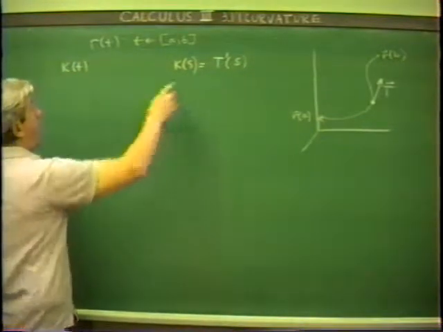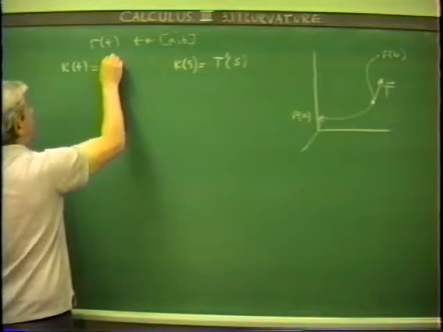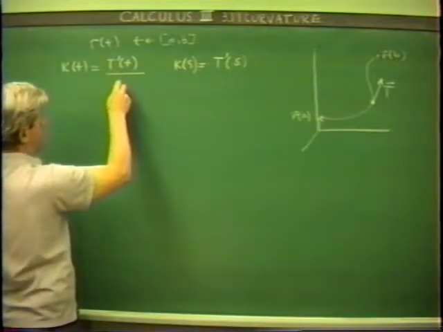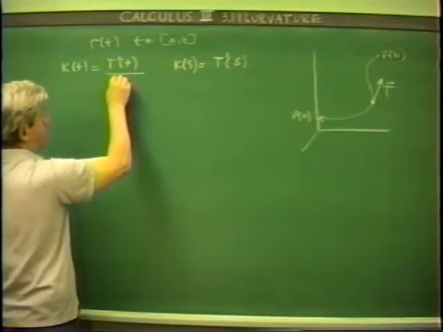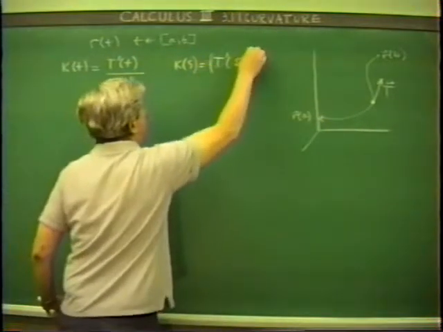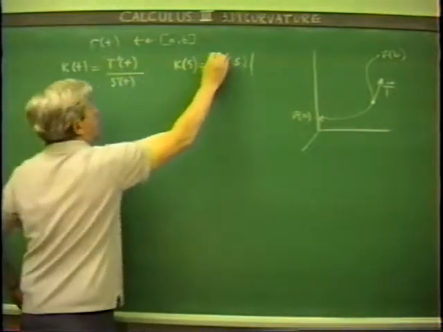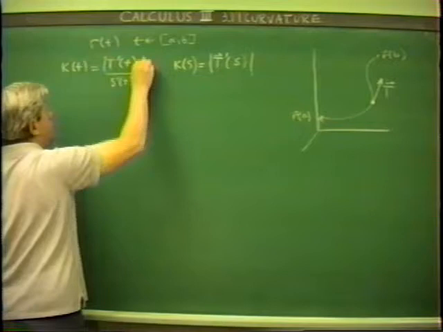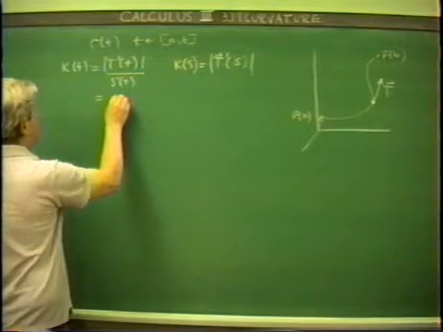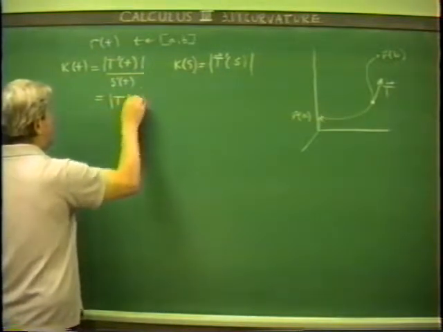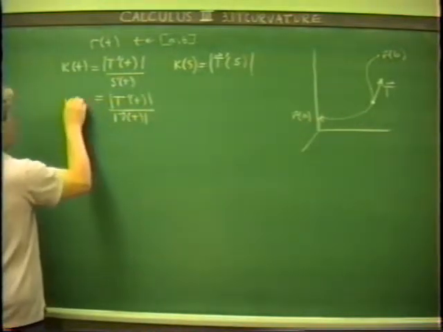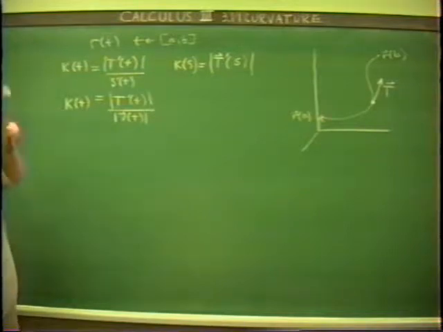What we'll actually compute here is that T prime of s at a point t is given by T prime of t divided by s prime of t, right? We want the magnitude of this, of course, the magnitude divided by s prime of t, so that kappa of t is going to be the magnitude of T prime of t over the magnitude of v of t.